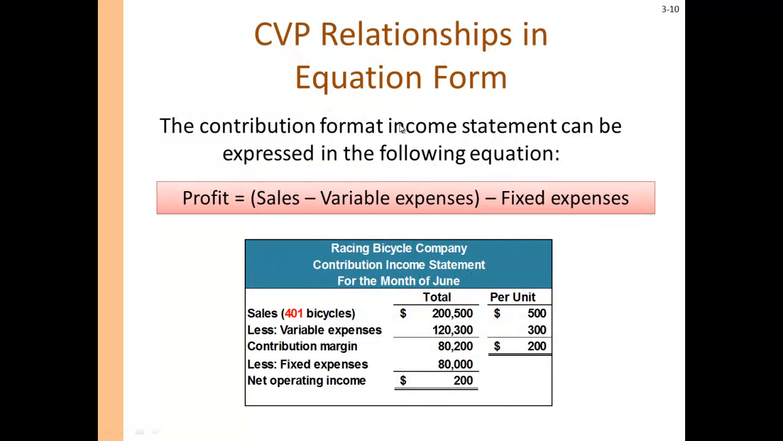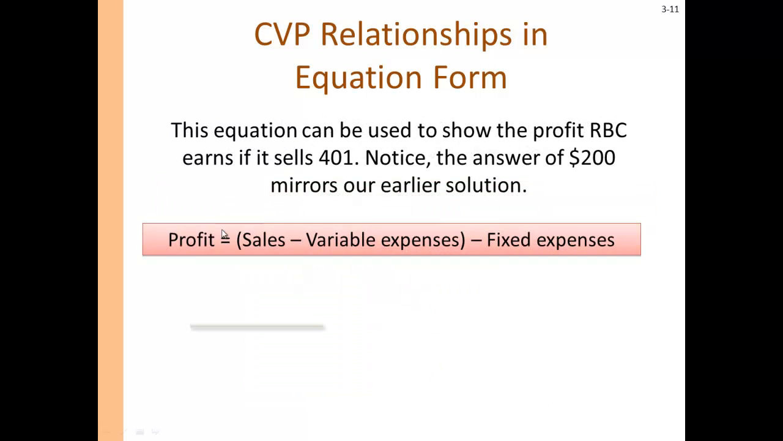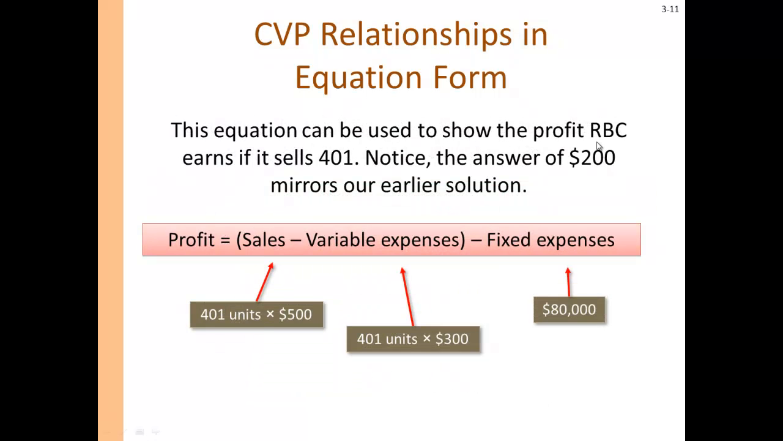The contribution format income statement can be expressed in the following equation. Profit equals sales minus variable expenses minus fixed expenses. This is exactly what we're doing here down below. This equation can be used to show the profit they will earn by selling 401. Notice the answer 200 mirrors the earlier solution.